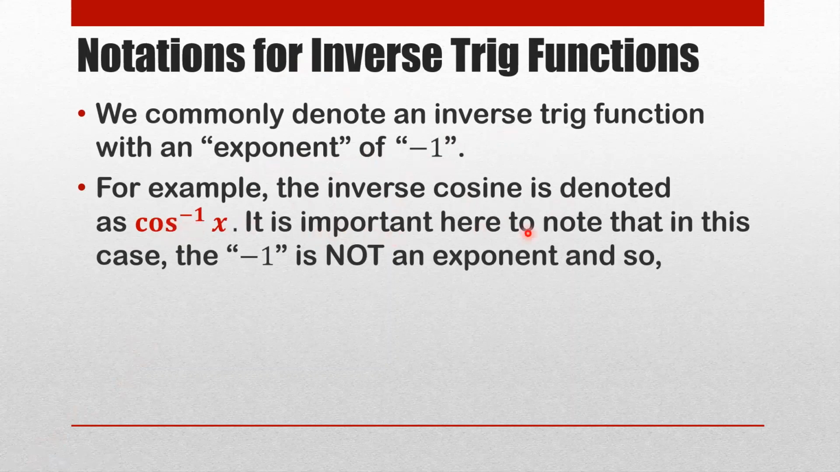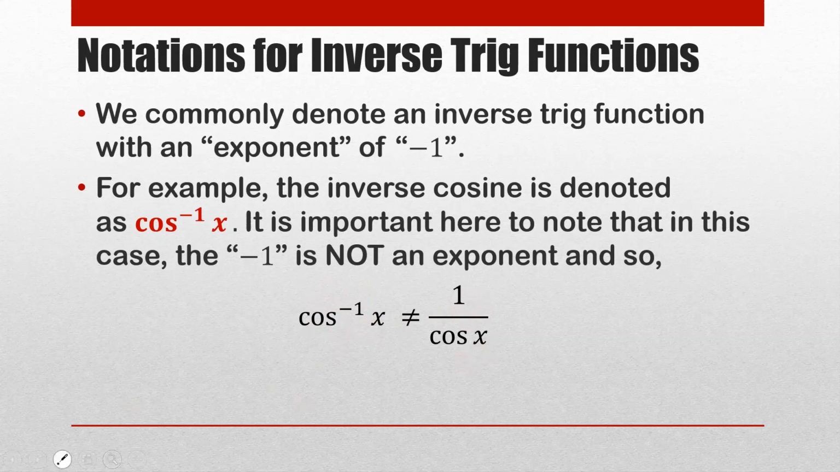Pero it is important here to note that in this case, the -1 is not an exponent. Take note, it's not an exponent. Parang notation lang siya to denote the inverse function. So, that means yung ating arc cosine of x, so this is read as arc cosine of x, is not equal to the reciprocal of cosine. So, it's not equal to 1 over cosine x.